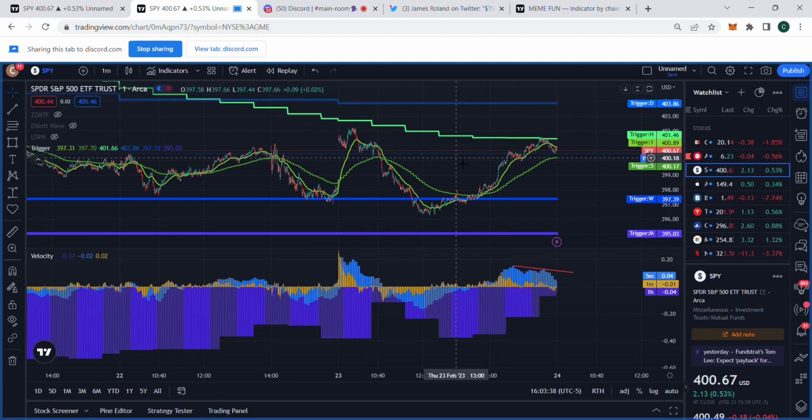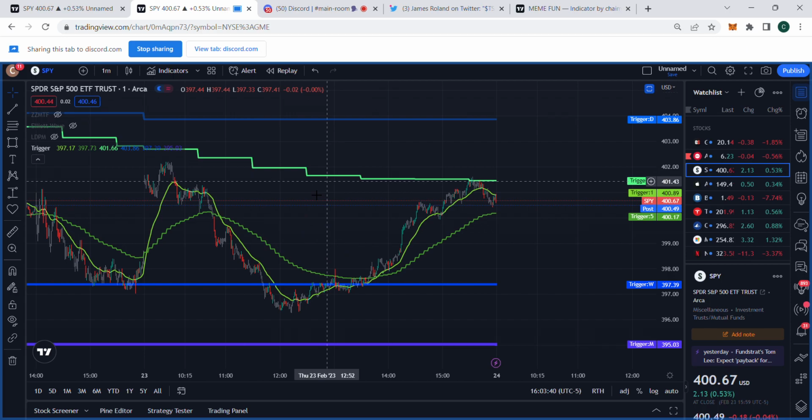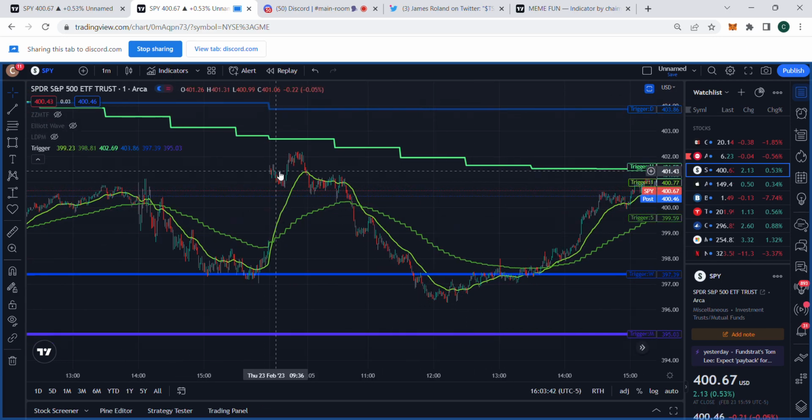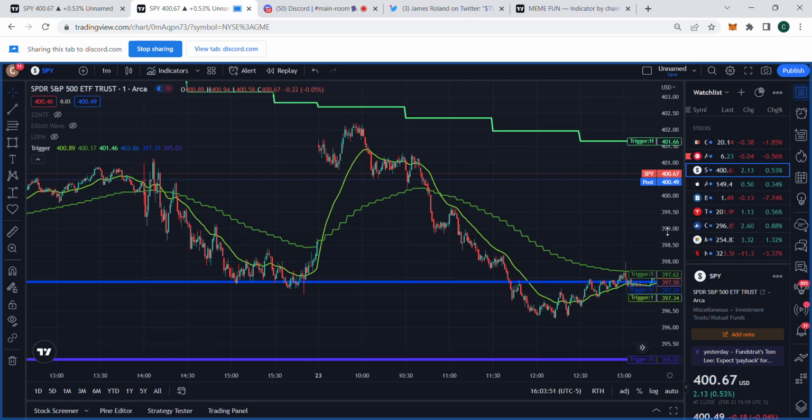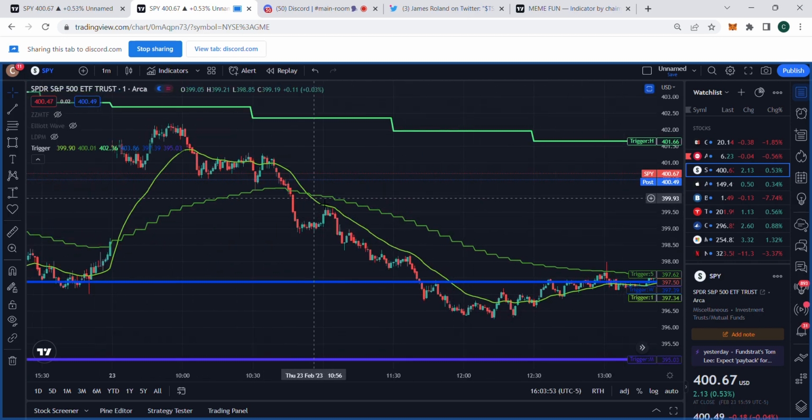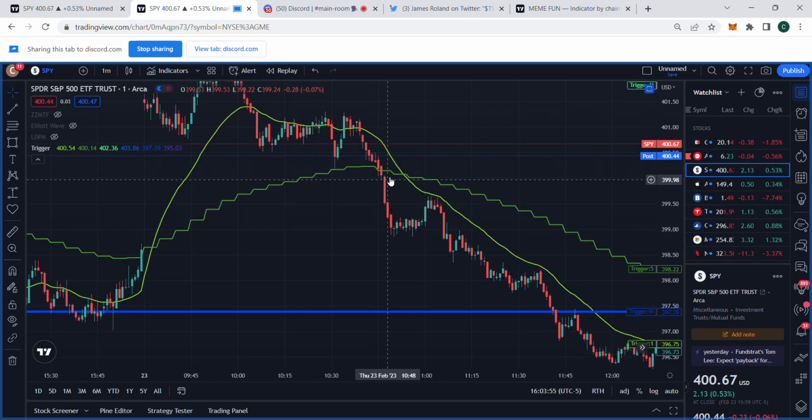So let's start. Price opened up this morning and we had this gap up, and then right here at 10:46 price broke below the 5 minute trigger. So when price breaks below the 5 minute trigger, once you have a candle close below, so that was right here, candle close below the 5 minute trigger, that's when you'd go short.